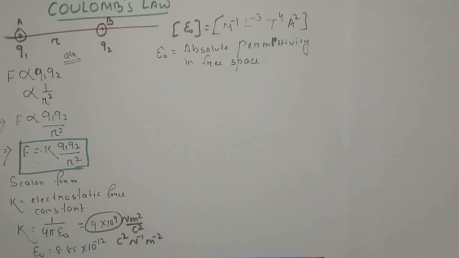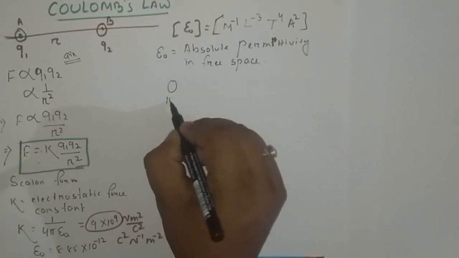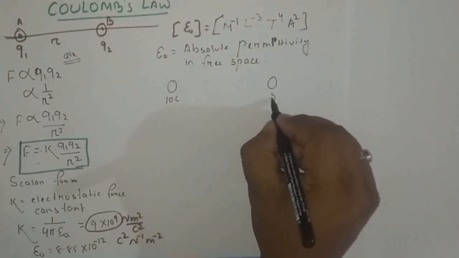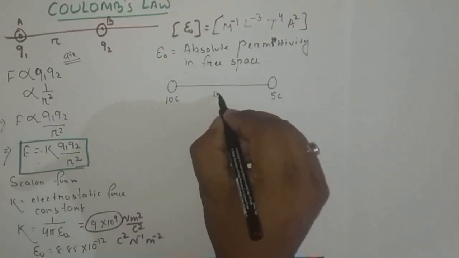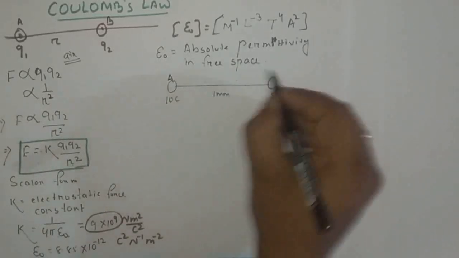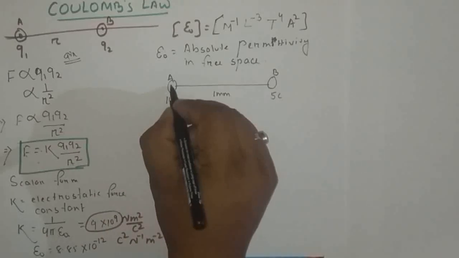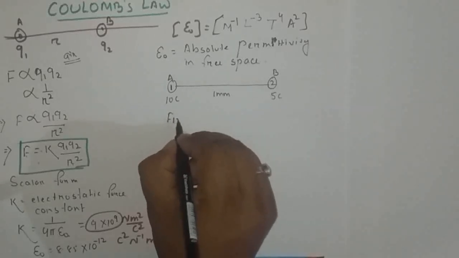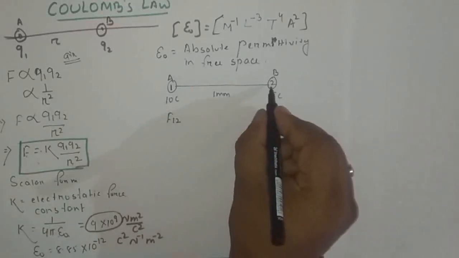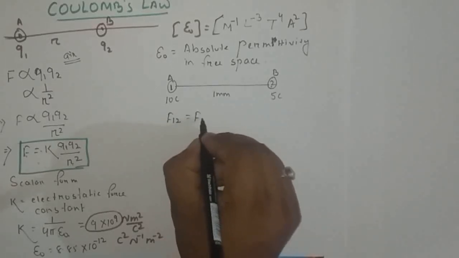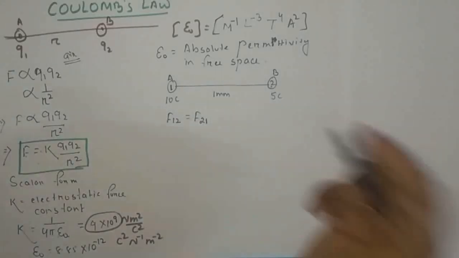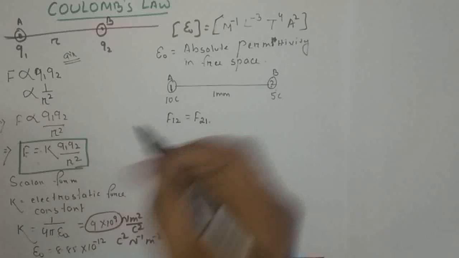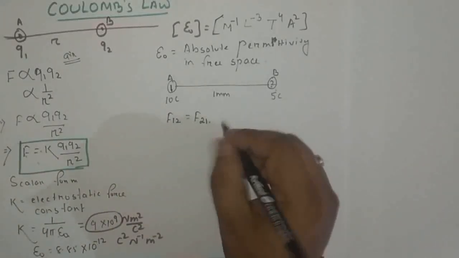For example, actually 10 coulomb charge is a very big charge. Okay, for example, I am writing, let's say 10 coulomb and 5 coulomb charges separated by 1 millimeter distance. Let this be the first charge and this the second charge. Obviously, the forces acting on each other are equal. Force acting on 1 due to 2, and force acting on 2 due to 1, are F12 and F21 in scalar form. Both magnitudes are equal. Directions we'll see later.